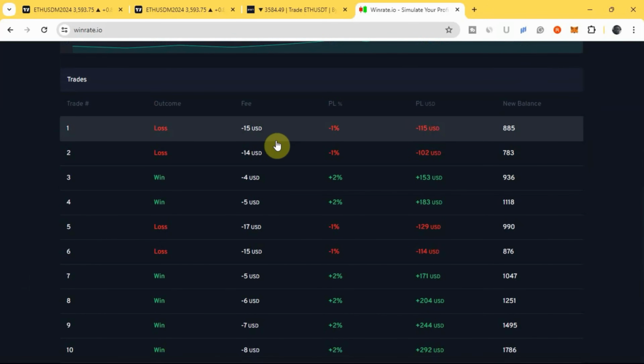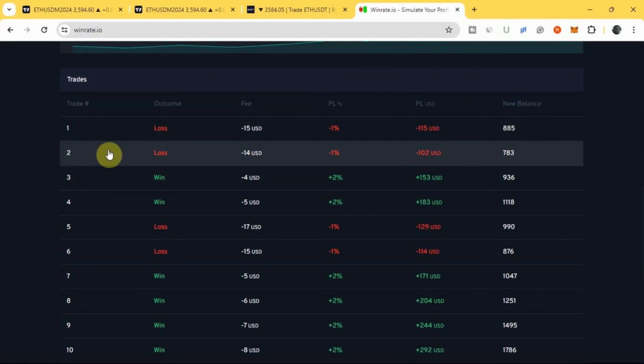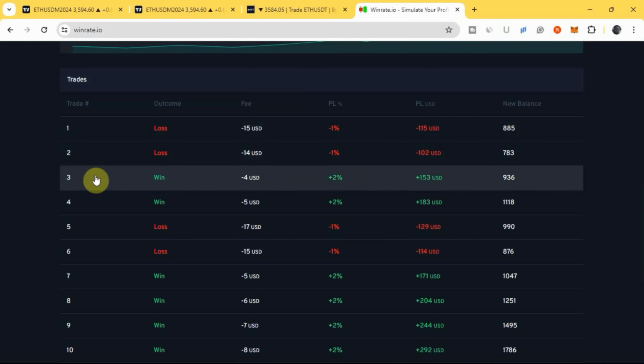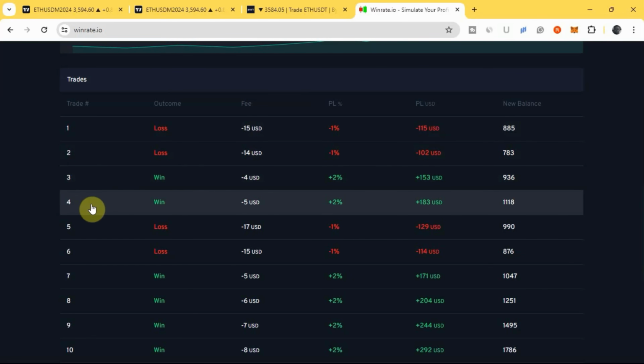So this calculation is showing you that, let's say the first trade, number 1, let's say you lose the trade. This is the fee you'll be paying. You'll be paying $15 and then you lose $115. So that's when your money will come back to $885. Then the second trade, let's say, for example, you lose it again. You lose $102, money will come back to $783. Now, in the third trade, let's say you win the third trade and the fourth trade. You win both. Now, your money will come back up to $1,118.